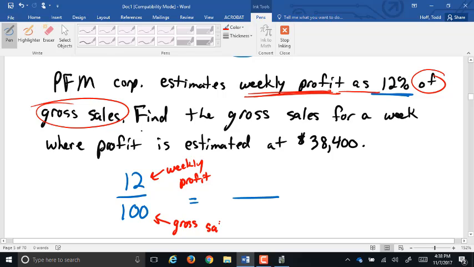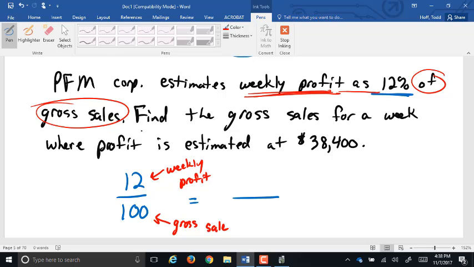Now, if you think about this for a second, it makes sense. Whatever is represented, the 100% is the bigger pot of money, the bigger pile. And the 12% is a smaller pile that's part of that big pile. The gross sales is everything you sell. The profit is a little piece of what you sold. You have other expenses that come out of there.